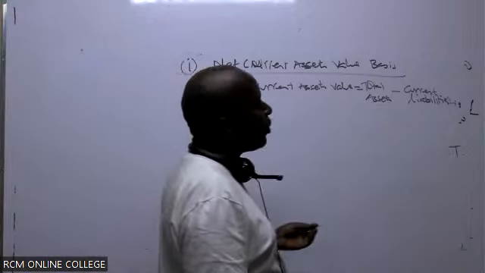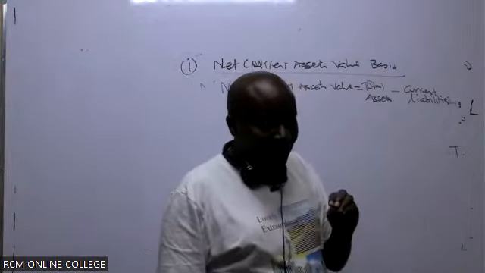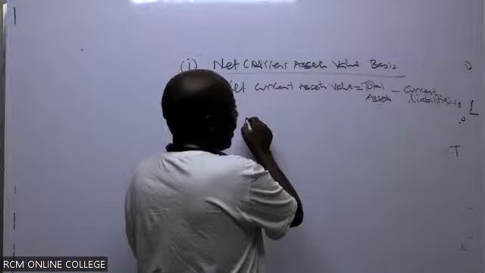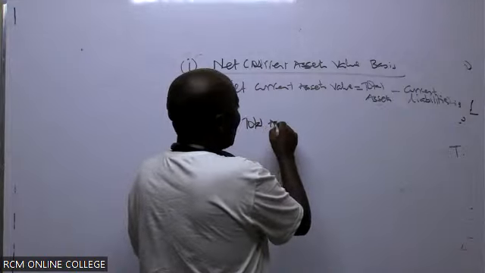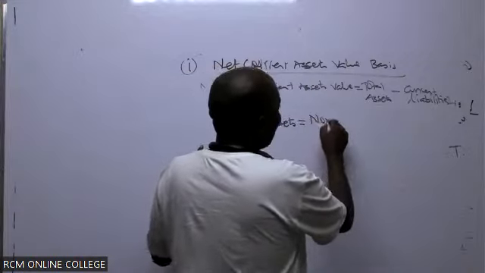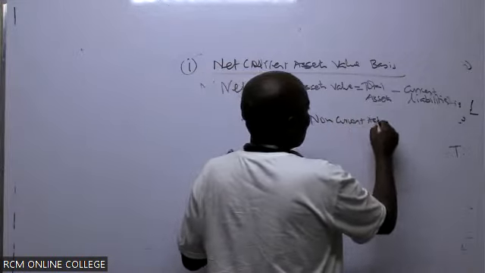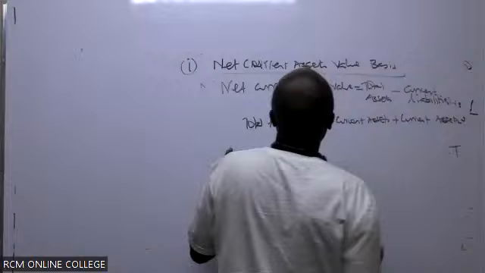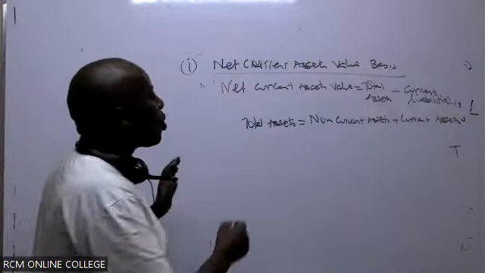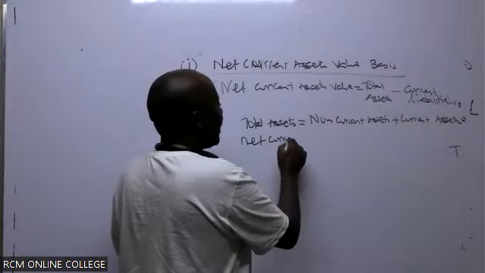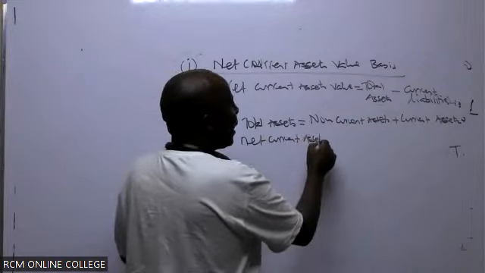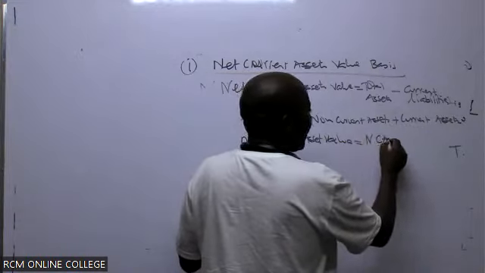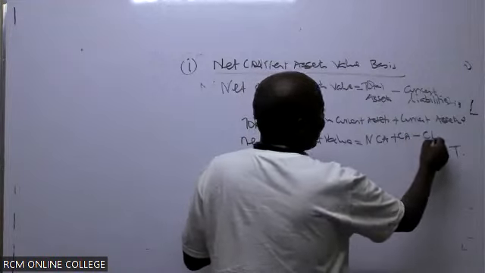So here we are lucky because current liabilities were already deducted. If you look at this place, they have given us non-current. How do we get total assets? To get total assets, we normally take non-current assets plus current assets. So when you talk of net current assets value, which is very confusing, you take these non-current assets plus current assets minus current liabilities.